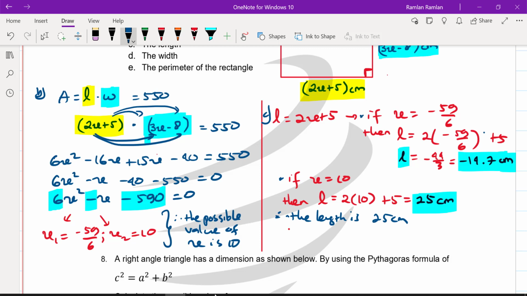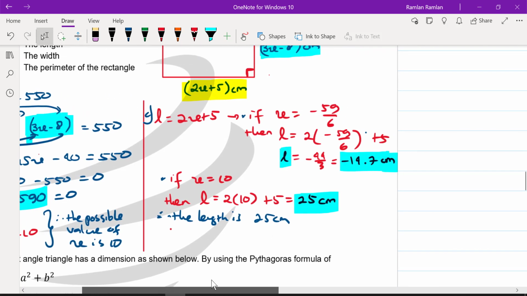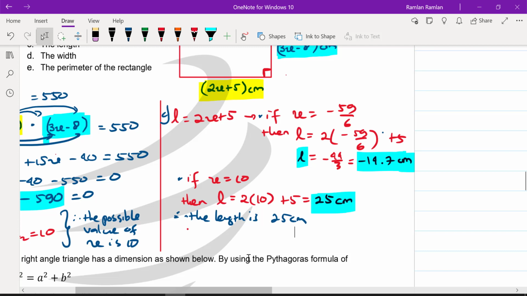Right? That's it. Okay, now let's go to the next question. It's D, it's the width. Since we know that we cannot use x equals negative 59 over 6, we do not have to investigate it anymore, because we already know we cannot use this one. We're going to use this one. Okay, now let's answer question D.